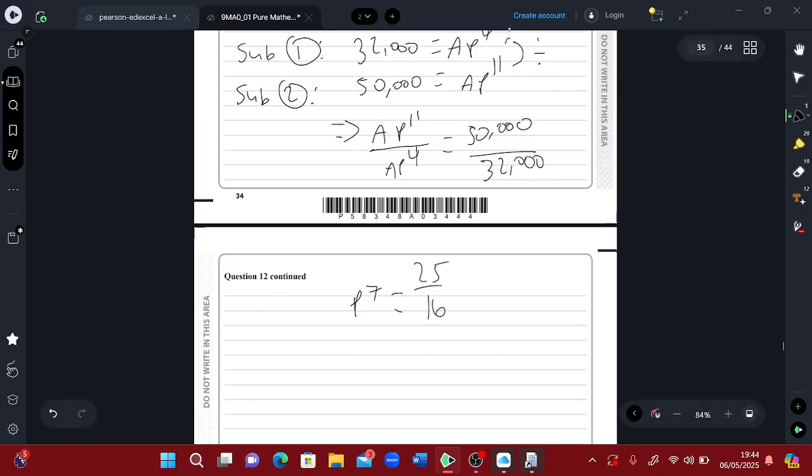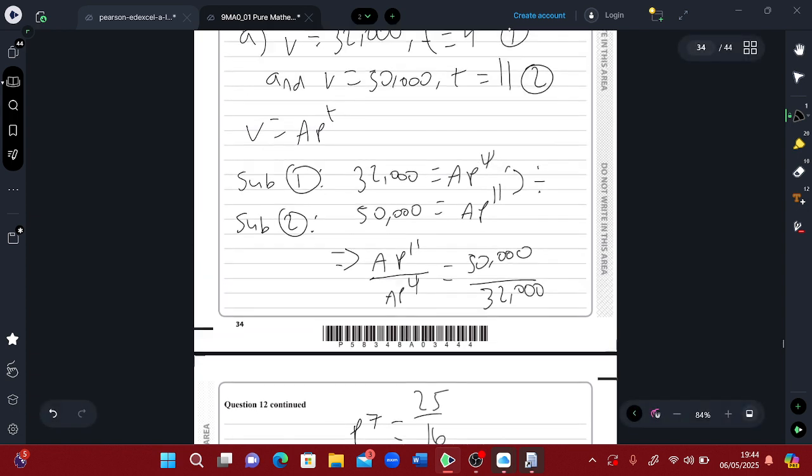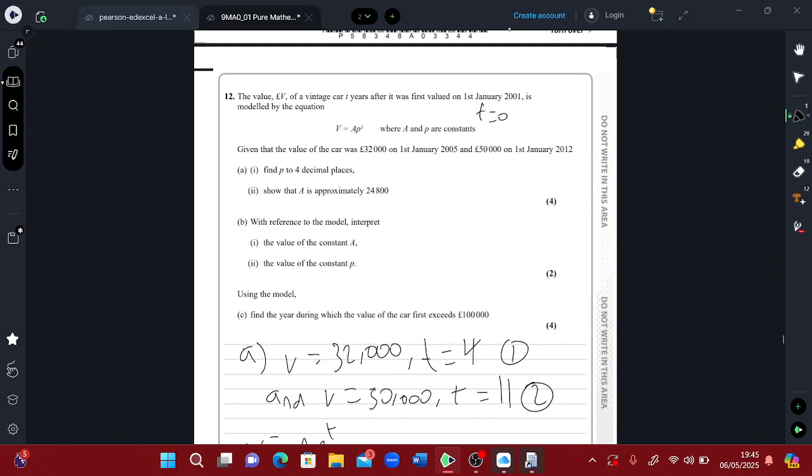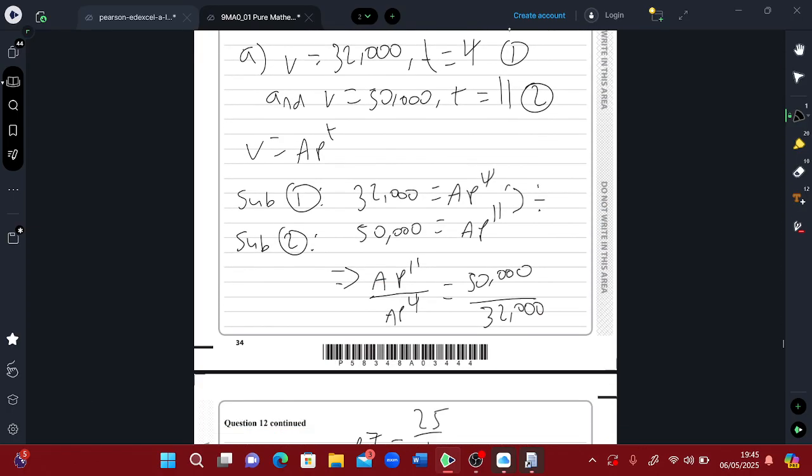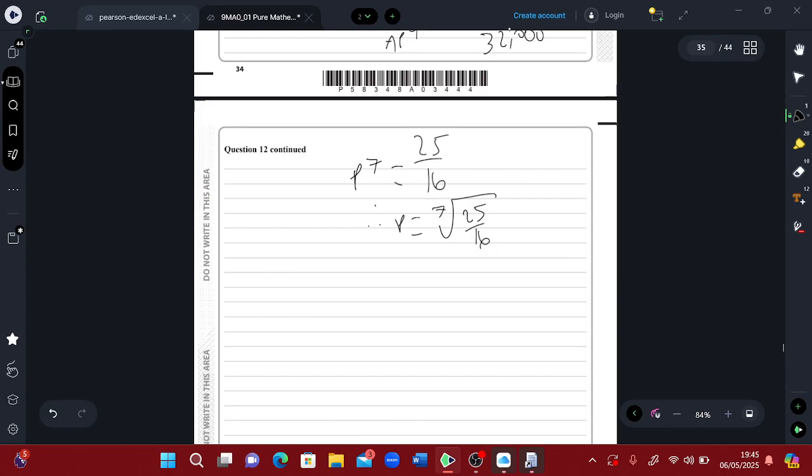Okay. So therefore, P is going to be the 7th root of 25 over 16. There's not a whole lot you can do to simplify there because it's the 7th root. And yeah, it says to give it to 4 decimal places. So that's the exact form, but then to give it to 4 decimal places, let's work it out.